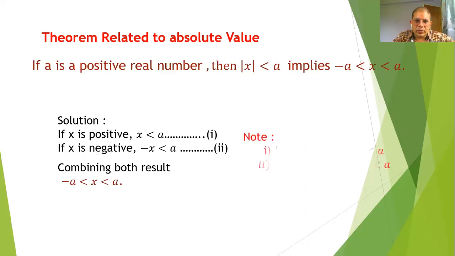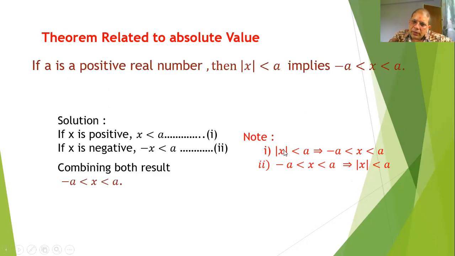Don't forget. Note, if absolute x is less than a, it implies that x lies in between minus a and plus a. If x lies in between minus a and plus a, you must write absolute x is less than a. If you have any number x, and absolute of x is less than a, then you should write that the variable x lies in between minus a and plus a. Similarly, if you have a number x in between minus a and plus a, then you can write this as absolute of x is less than a.